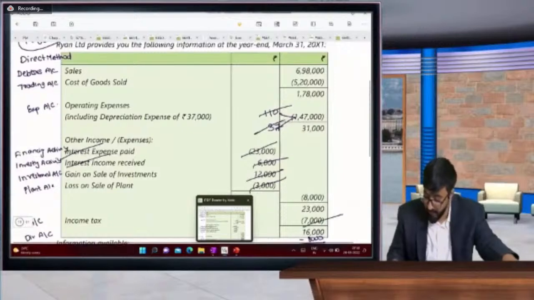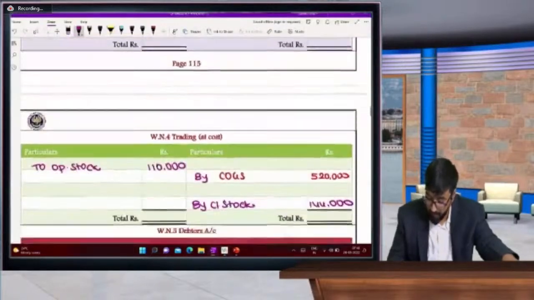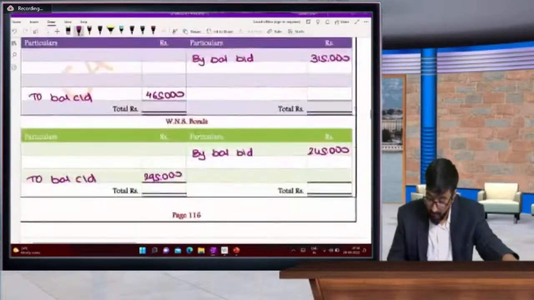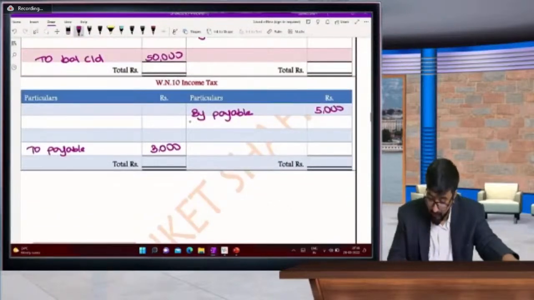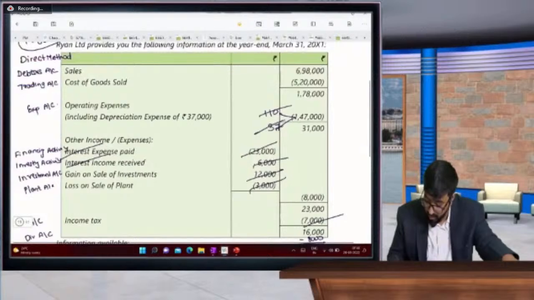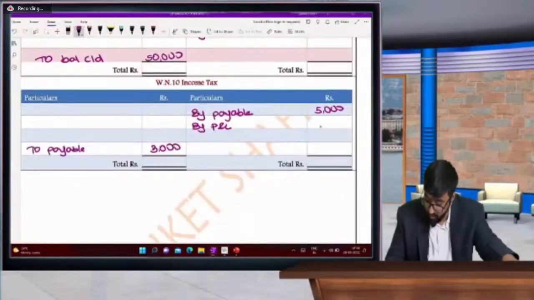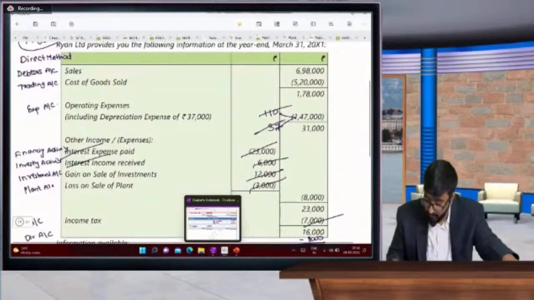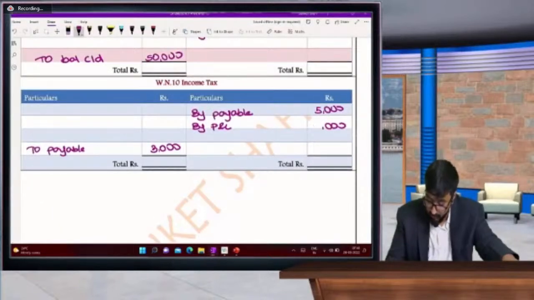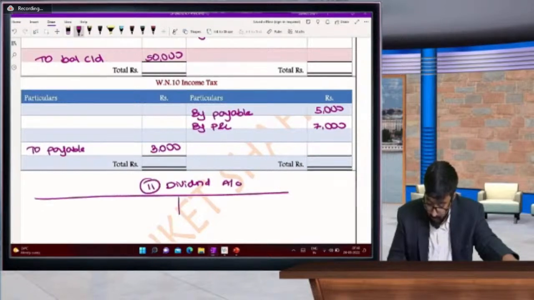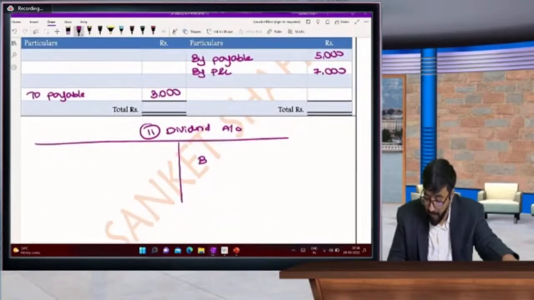Income tax, by P&L, how much? 8,000. No, 7,000. And dividend account, by P&L, 8,000.